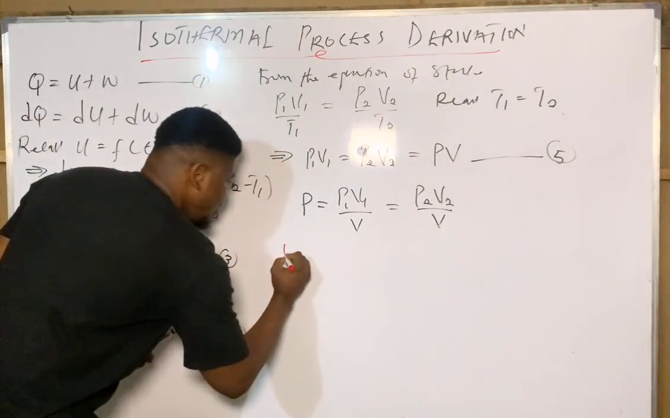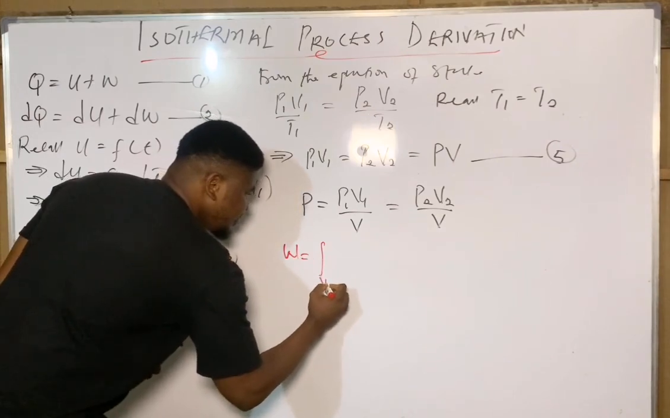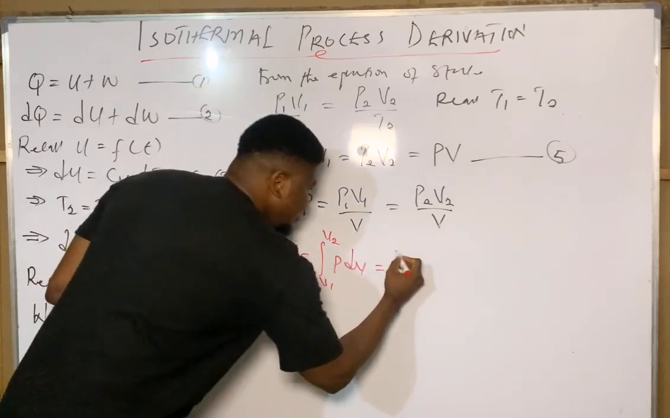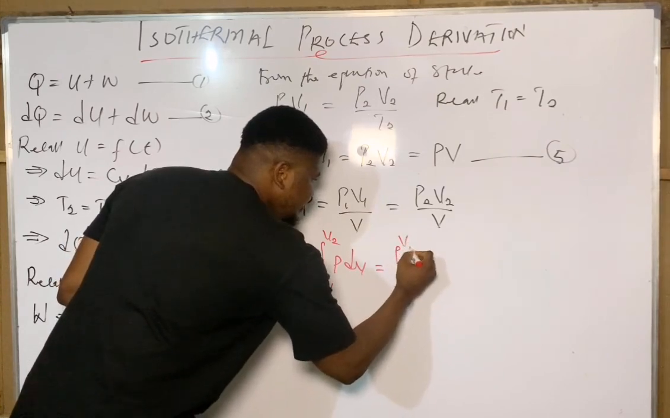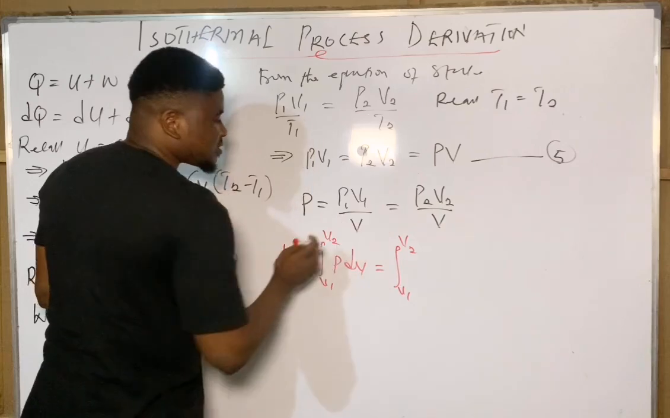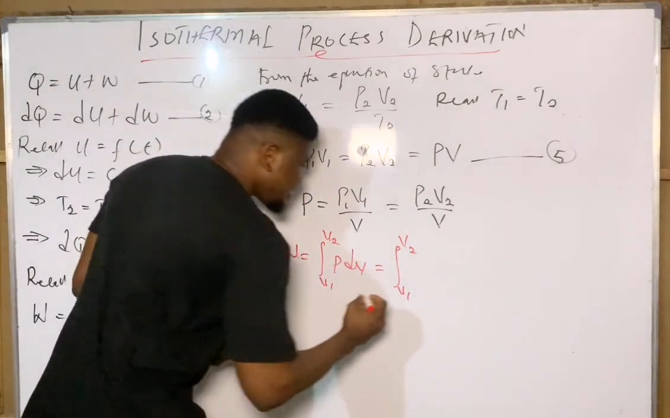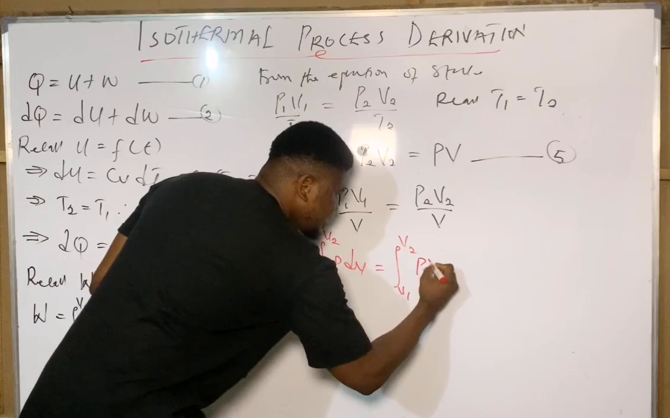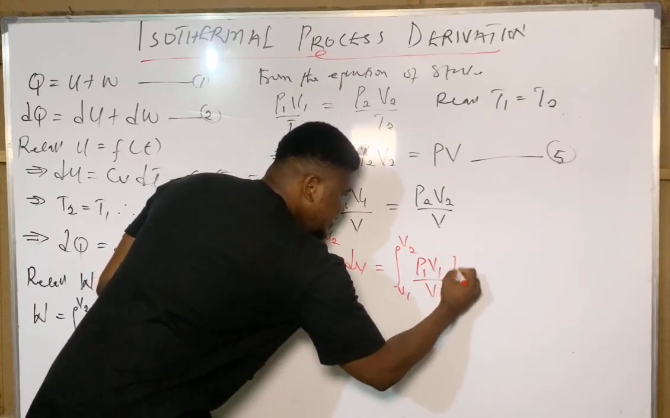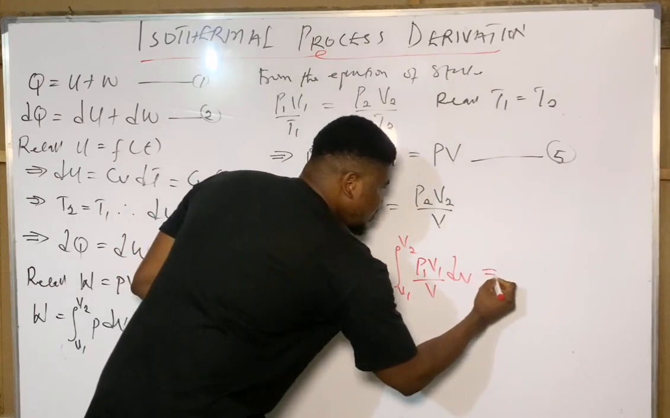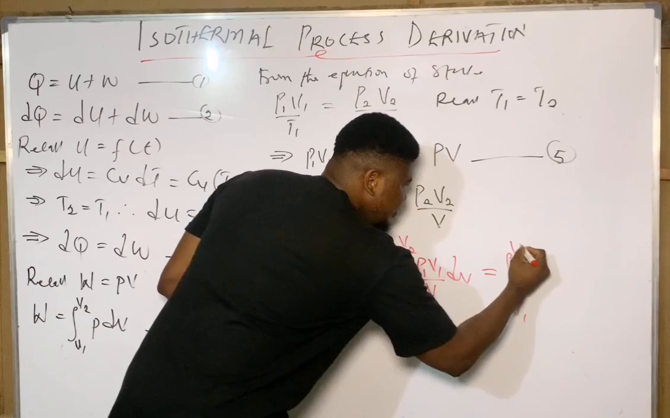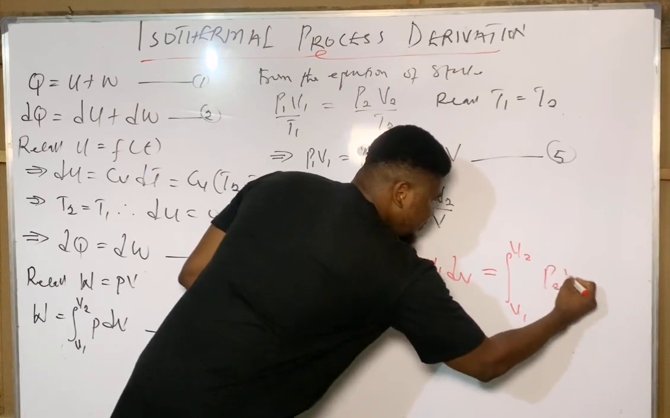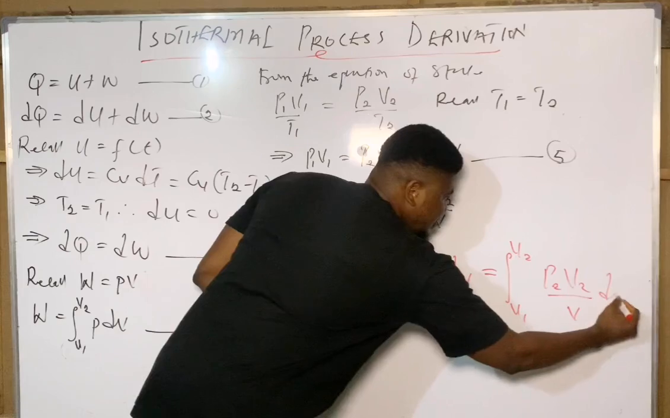So recall, work done is equal to the integral from V1 to V2 of P dV. You can choose any of these, or you can work with them alongside, so I'll work with them alongside. In place of P, this is now going to be the integral from V1 to V2 of P1 V1 over V dV, and this is also equal to the integral from V1 to V2 of P2 V2 over V dV.